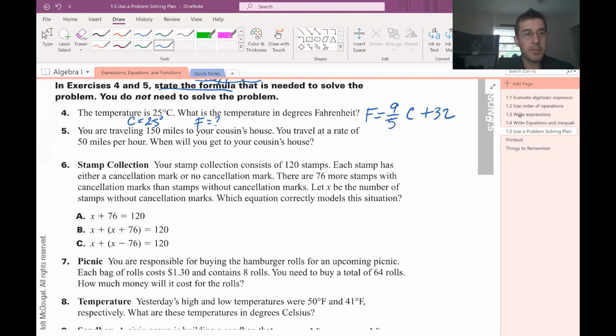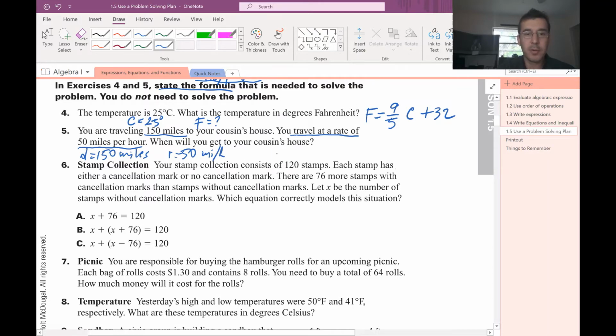Number 5, you're traveling 150 miles to your cousin's house. That's the distance you're traveling, right? You travel at a rate. The rate of travel is 50 miles per hour. So the distance is 150 miles and the rate is 50 miles per hour. When will you get to your cousin's house?